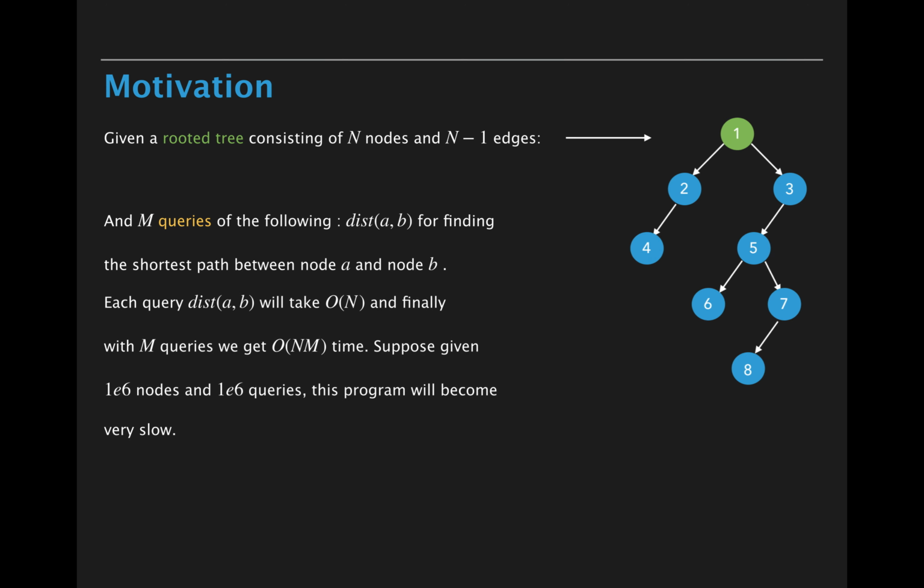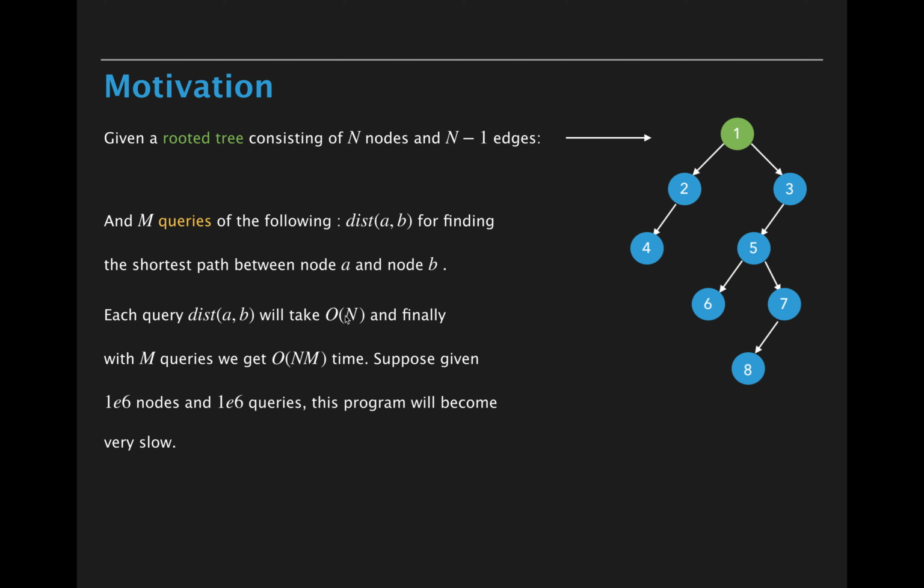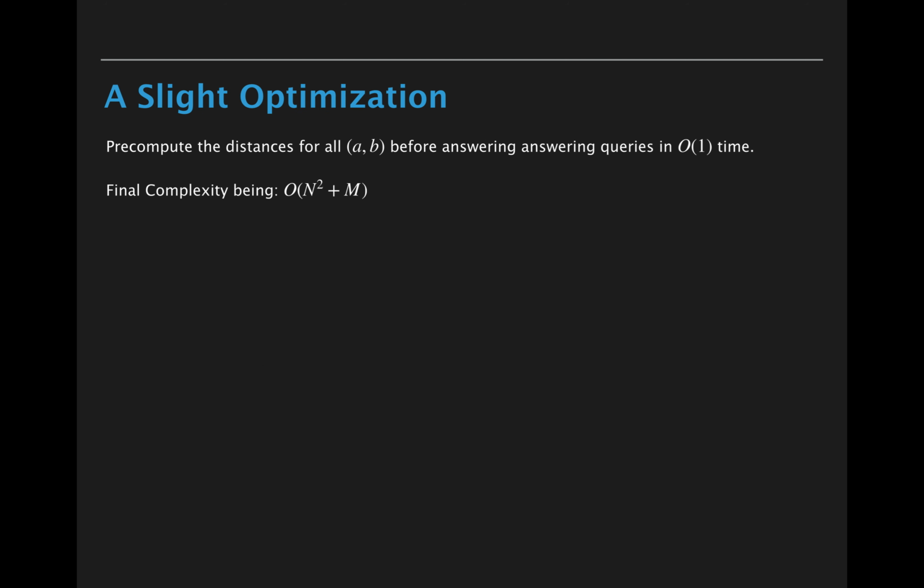Now to implement this, each query would take order of n time because we would have to iterate over the graph using any search algorithm like BFS or DFS. Finally, we would have to do this for all m queries. That would give us O of nm time. This is slow because, for example, if we had a million nodes and a million queries, O of nm would become quite slow. So how do we optimize this?